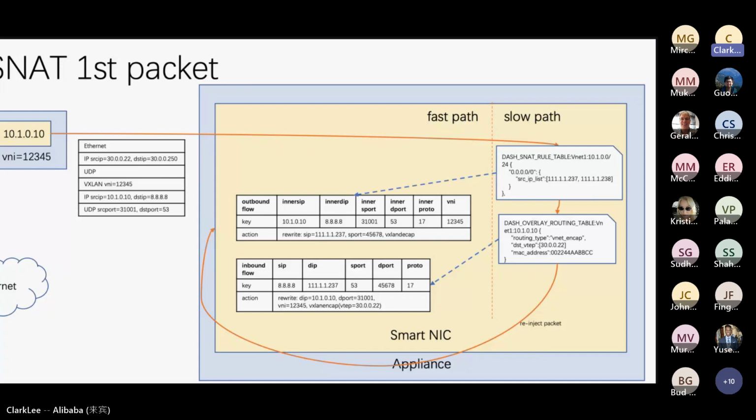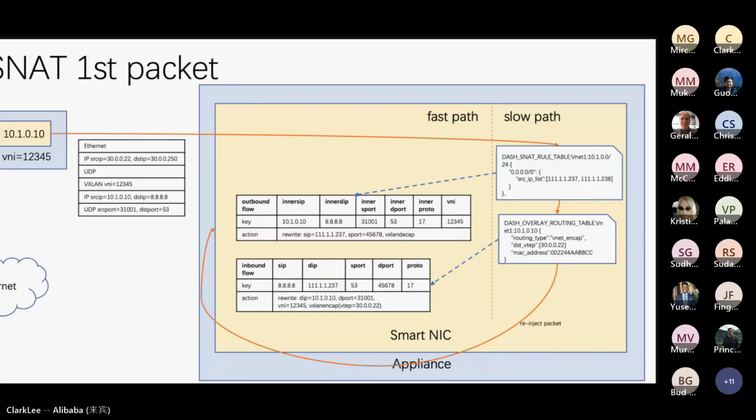Prince, have we checked our Dash? Do we have an ENI in the flow table lookup? I think so. Yes, I think so. The CT lookup is based on ENI as well. Okay.